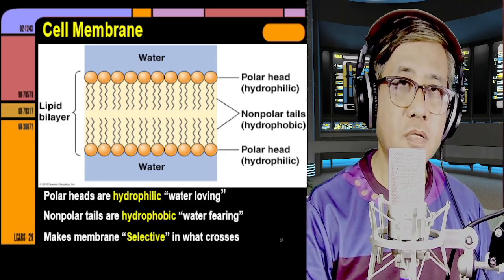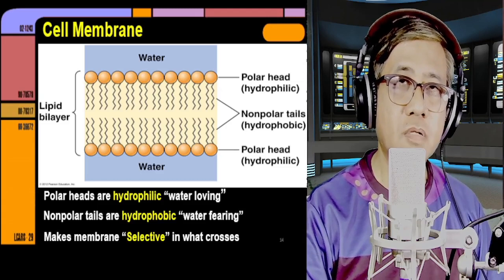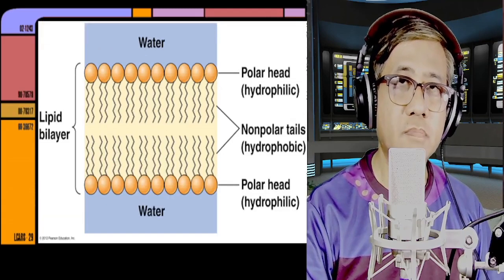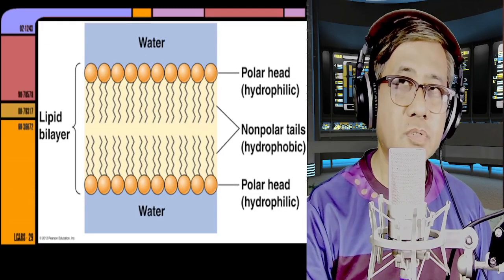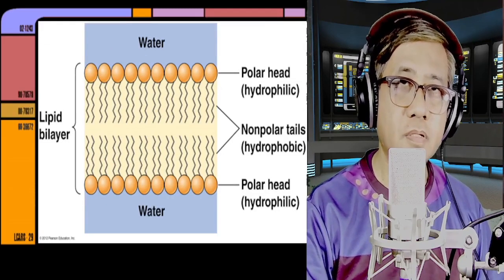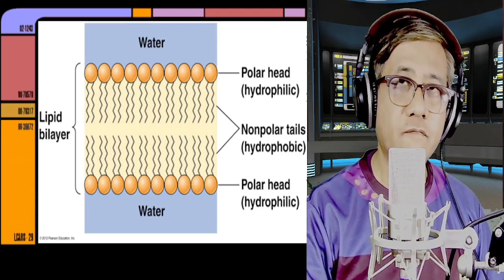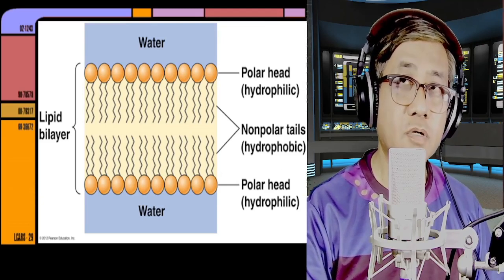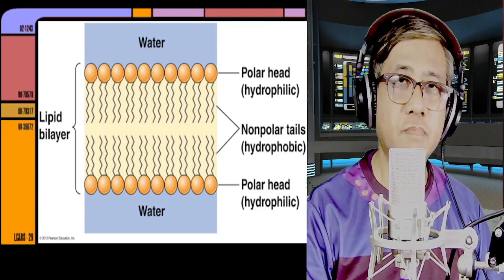This property of the phospholipid bilayer makes the membrane semi-permeable, or selective in what passes through. So this allows the regulation of the entry and exit of substances. So that's the phospholipid bilayer of the cell membrane. So there are two layers of phospholipids.